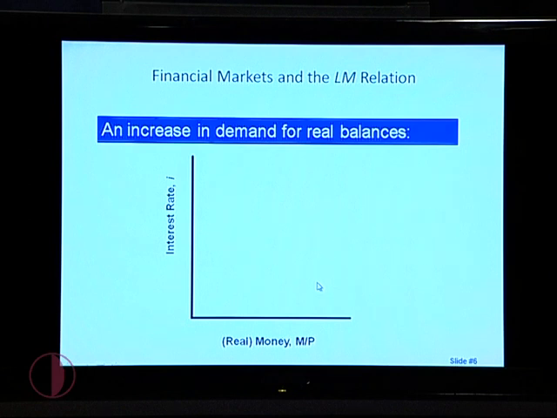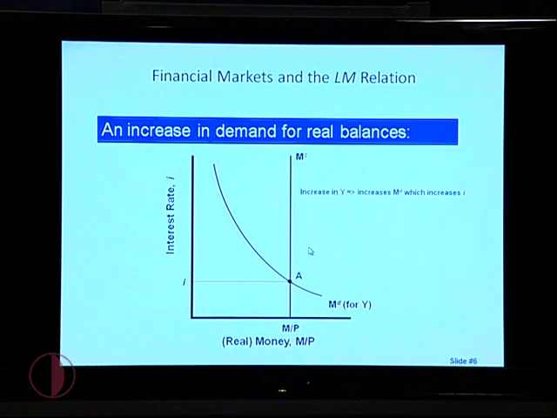An increase in demand for real balances, where the financial market and the LM relation, we are talking about an increase in the demand for real balances. Interest rate is plotted against real money, that is, MD for Y. This is money supply. An increase in Y leads to an increase in MD, which increases the interest rate. Here, from this to this, and from this to this.